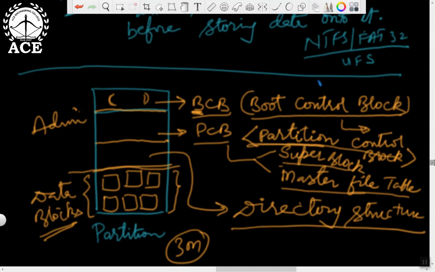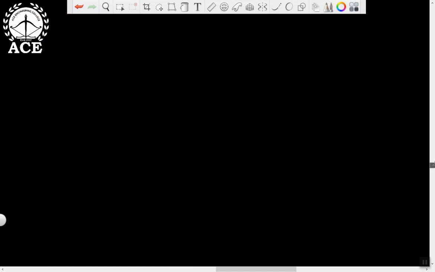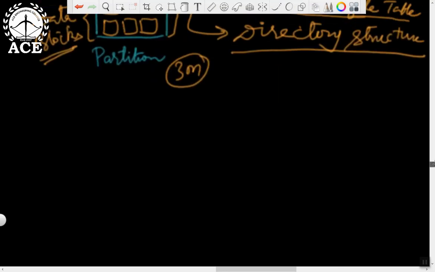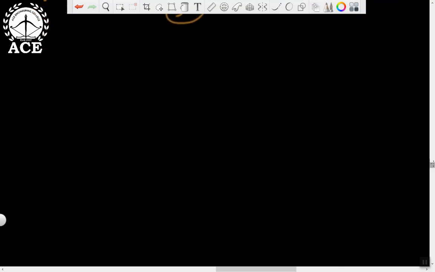Partition structure. So the disk is divided into partitions. The partitions are basically of 2 types, primary and extended. Okay. So what is the primary partition and what is the extended partition, I have explained to you, and then I have shown you the partition structure.